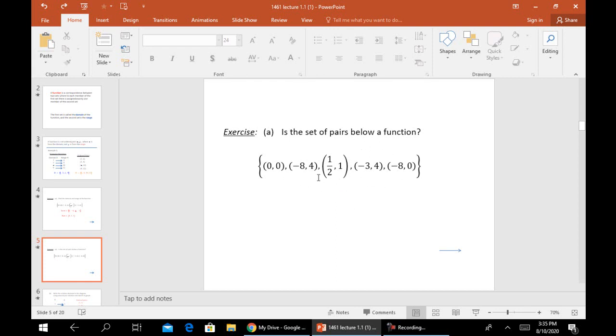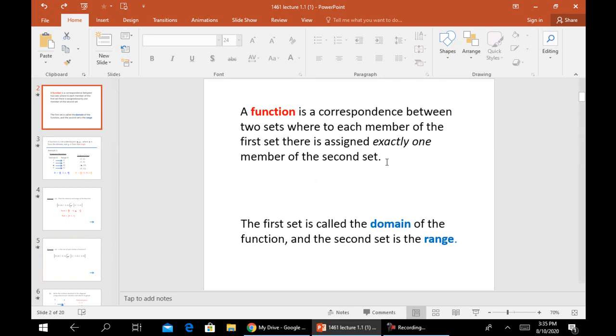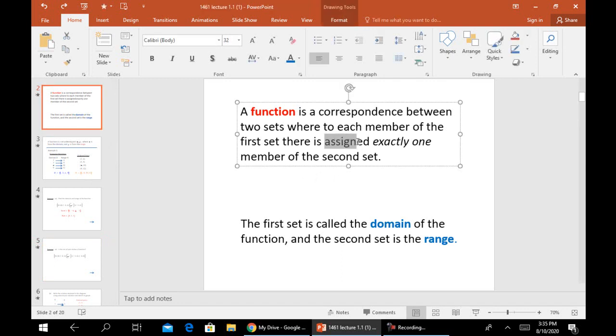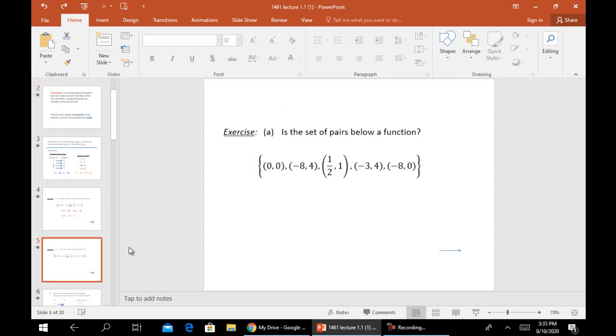Again, going back to the definition of a function, every domain element must be assigned exactly one member of the range. So this violates that condition. Each domain element leads to exactly one range element. However, it is okay if a range element is associated with two different domain elements.